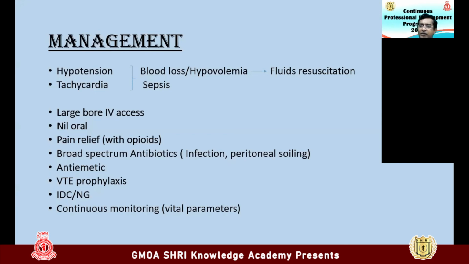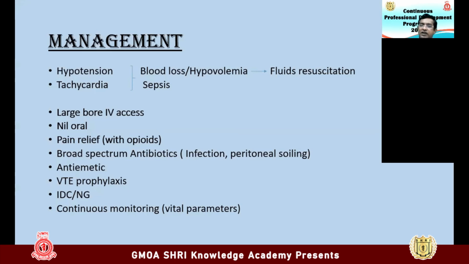If you suspect an inflammatory or infective process, you can give broad spectrum antibiotics to cover anaerobes and the likely group of microbes as well. You can give some antiemetics, but not in bowel obstruction, and you can consider prophylaxis for venous thrombosis. For your management purposes, you can insert a urinary catheter and an NG tube to decompress the proximal gut.